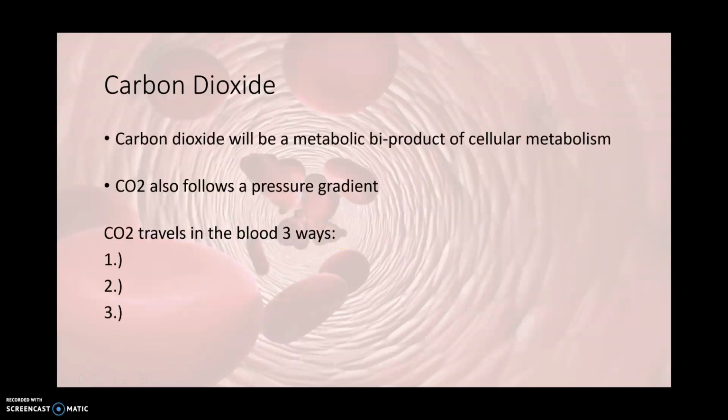All right, so let's talk a little bit about carbon dioxide. We've talked about oxygen a lot, so now we're going to briefly switch over to talk about carbon dioxide. So carbon dioxide is a metabolic byproduct of cellular metabolism, right? So carbon dioxide also follows a pressure gradient, just like everything else does. So CO2 travels in the blood 3 different ways. 1, as a bicarbonate ion. It travels that way about 60 to 70% of the time. 2, dissolved within the plasma itself. Or 3, bound to a hemoglobin. So it's called a carbamino CO2 complex for the most part.